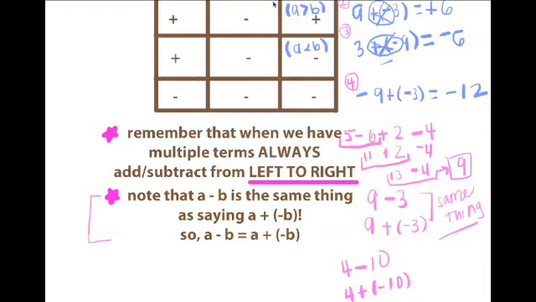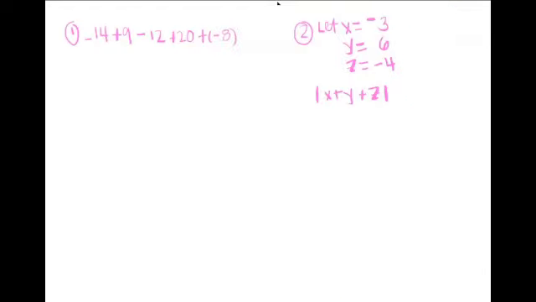So let's look at some examples, and let's start here with number 1. What I've given you is negative 14 plus 9 minus 12 plus 20 plus negative 8. Again, if at any point you feel confused and you need to stop, pause the video, draw your number line, and sort it out. Also, for those of you who don't like the number line thing, maybe not so visual, I'll show you some other tricks. So here we go.